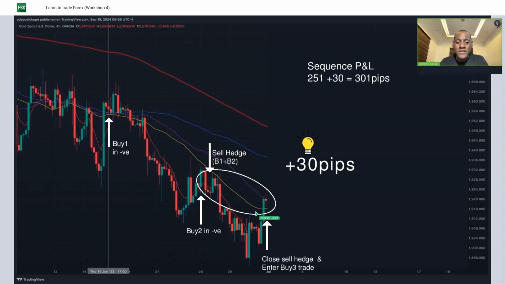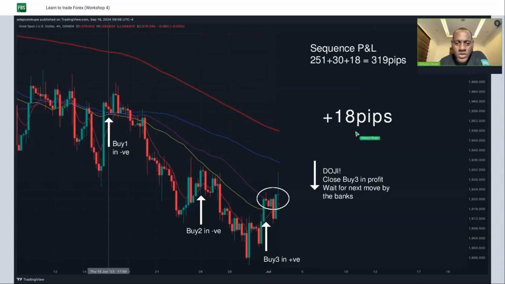And we enter what? A third buy. So now we have 3 DCA buy trades. Buy 1, buy 2, buy 3. And we have made 301 pips in the bank while we are waiting for the trend to come back. We keep going. What did we see here?